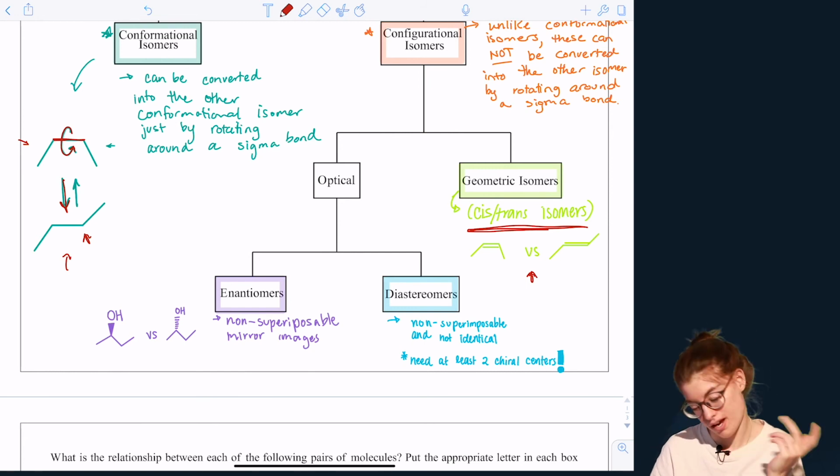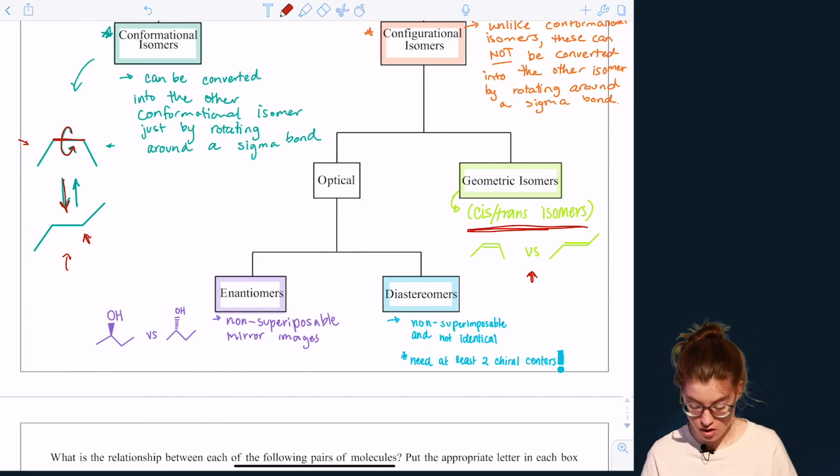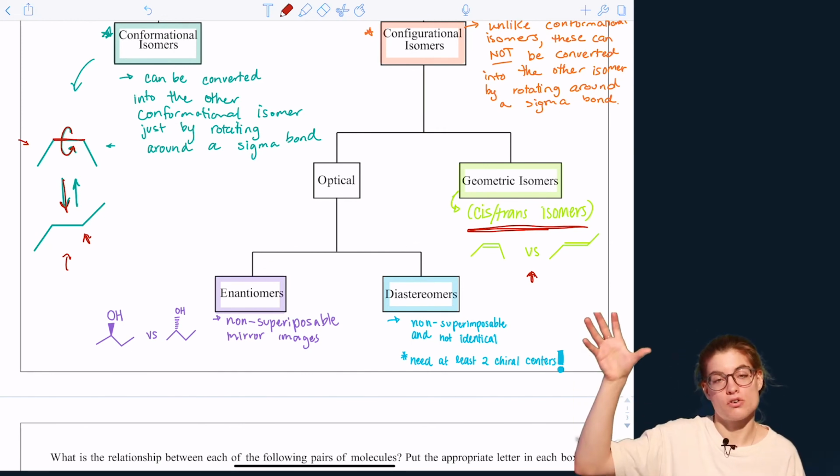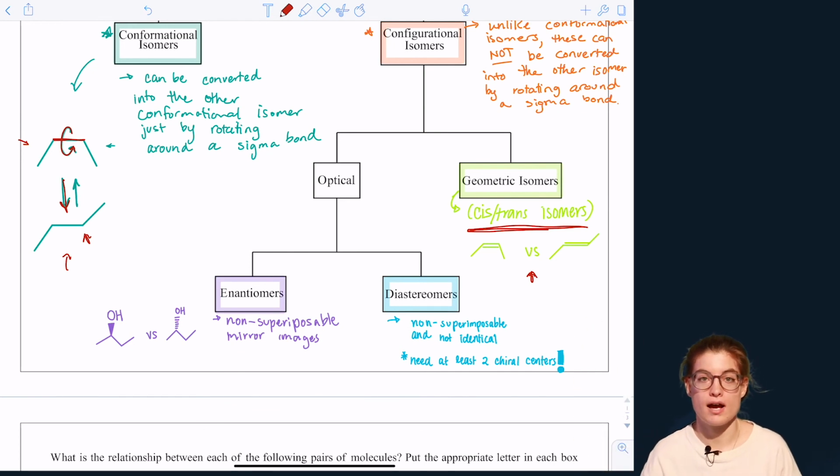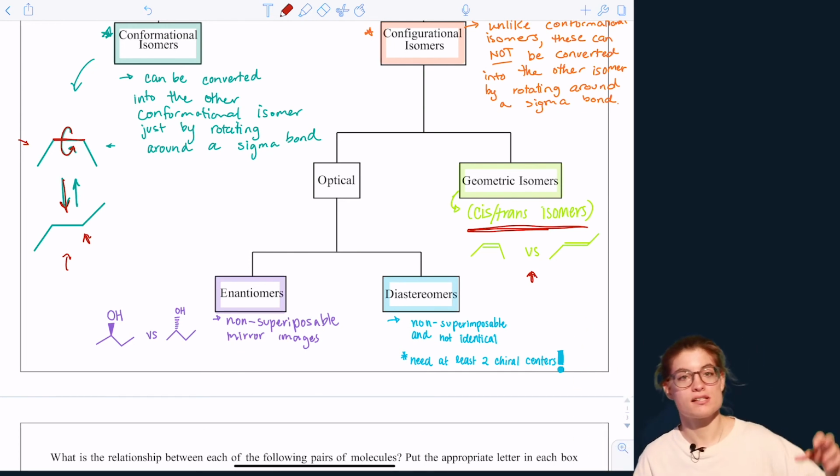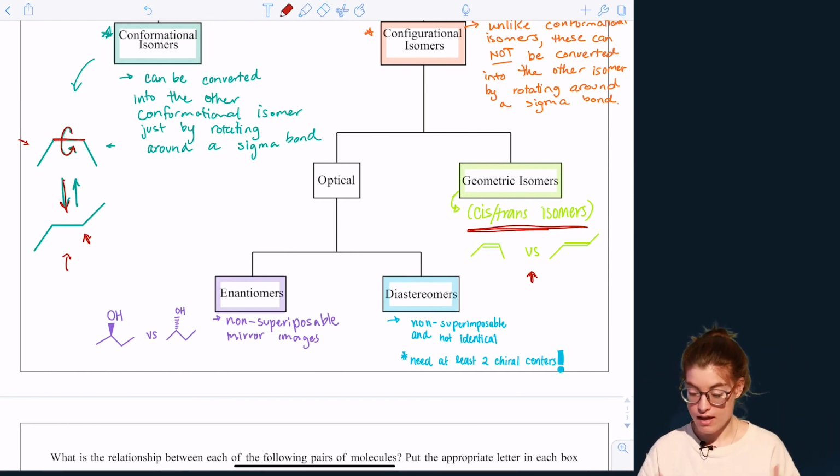Now diastereomers, which I didn't draw an example of, but I'm sure we'll see some in our practice problems, are non-superimposable and non-identical. We did have a previous video over this. It's the catch between: we can't call these identical because they're not identical all the way through with all of their chiral centers, but we can't call these enantiomers because they don't have a mirror relationship at every chiral carbon either. And the one thing you want to really remember about diastereomers is that you need at least two chiral centers even to have that as a possibility.